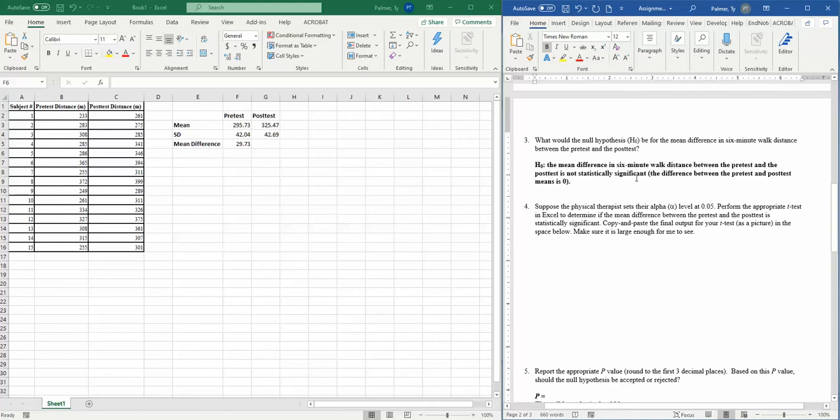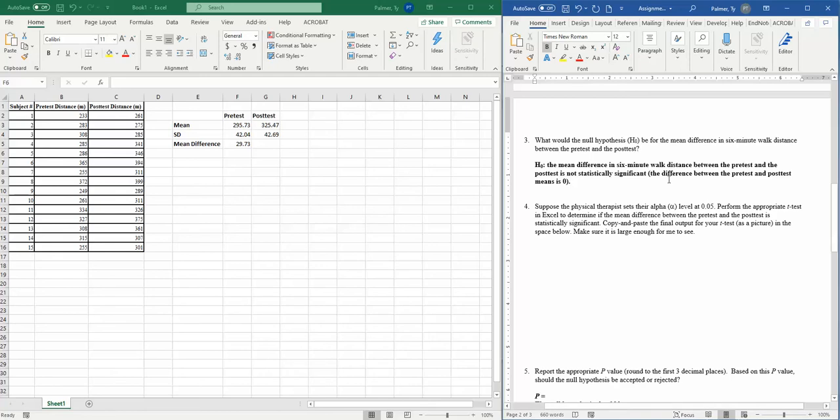And so again, that's what we're testing. When we use a dependent samples t-test, which we will, and we'll perform that for question 4 down below, we are testing the null hypothesis. We're testing what we just got through stating here in question 3. We're testing to see if that mean difference is statistically significant or not. Remember, the null hypothesis states that the mean difference between the pretest and post-test is not statistically significant.